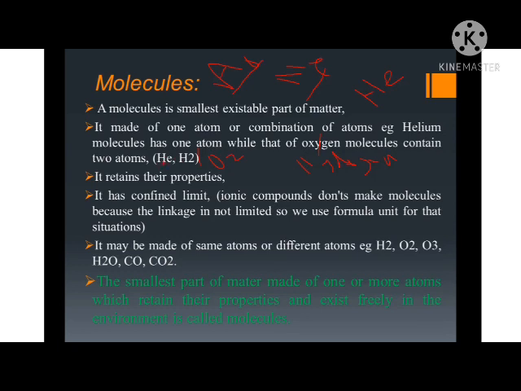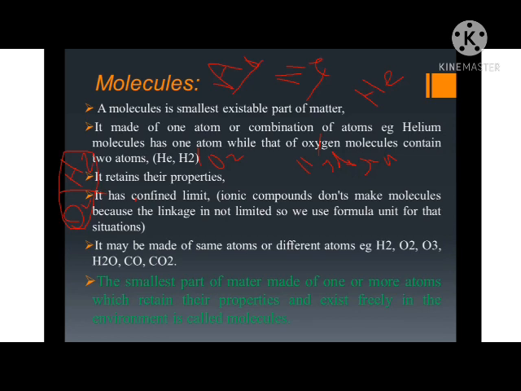if it is stable freely in the given environment. O2 is stable and H2 is stable, but alone H is not stable in the environment. Oxygen alone is not stable. That's why we use H2 and O2, following the doublet rule and octet rule in the case of hydrogen and oxygen. So when they become stable, this smallest part is called a molecule for a given matter.